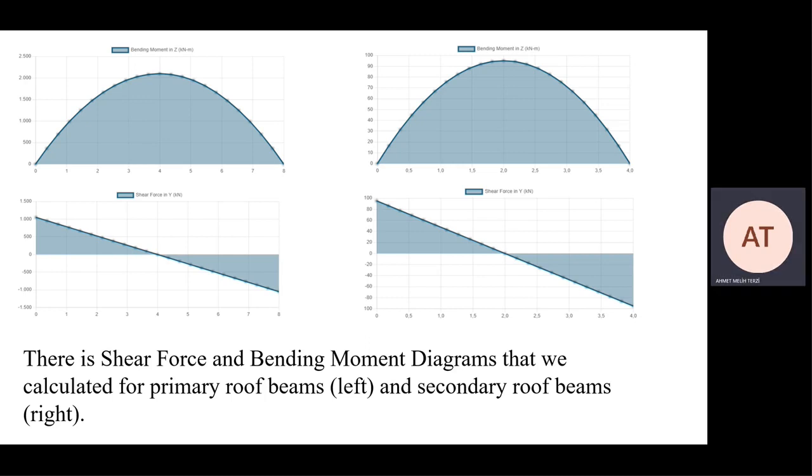On this slide, I showed the shear force and the bending moment diagrams of these reaction forces. As we can see, the bending moment is maximum at the midpoint of the beam. Shear force is maximum at the start and end of the beam. That's the bending moment diagram and shear force diagram for primary and secondary roof beams.